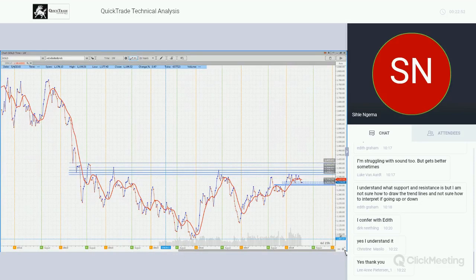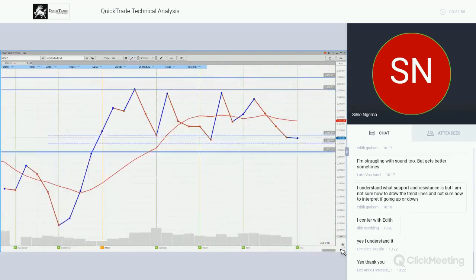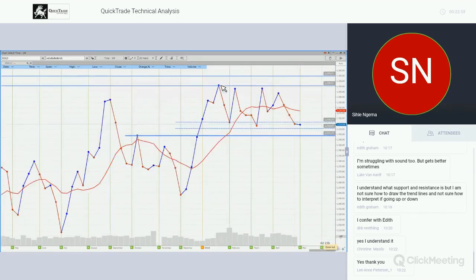In this case, this is what I'm going to do. I'm going to expand this. You see here, this is a dotted line. This is a dotted line here. So we put a horizontal line here at the top, marking our resistance.